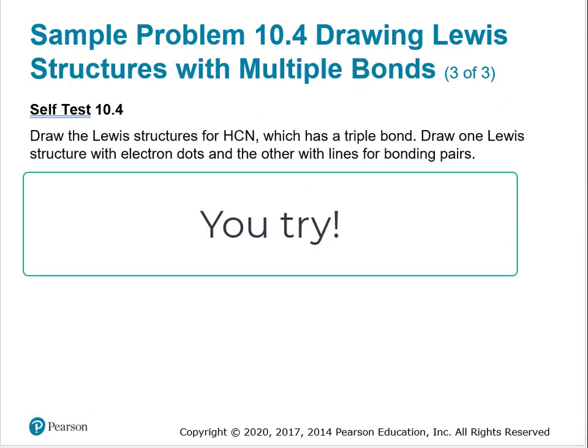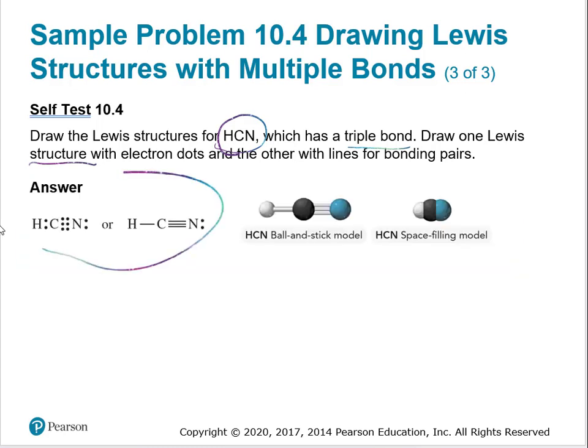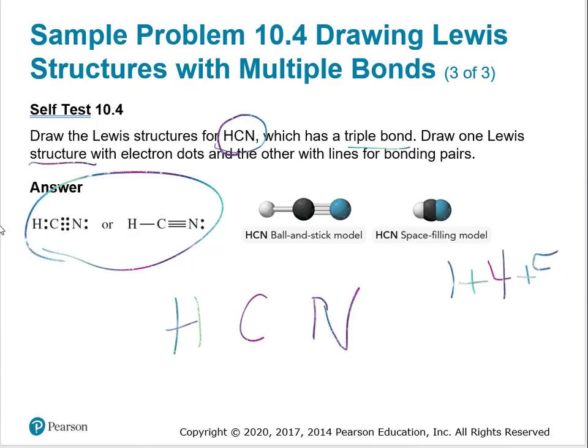Try this one. Draw the Lewis structure of HCN, which has a triple bond. Draw one Lewis structure with electron dots and the other with lines. Let's see how you did. Here's the answer, but let's actually work through it. H, then C, then N. Let's do our electron count. Hydrogen has 1, carbon has 4, nitrogen has 5. 5 plus 4 is 9, plus 1 is 10 electrons. We have to show 10 electrons in this structure.